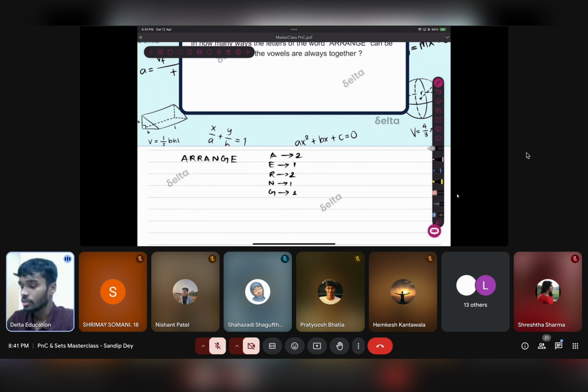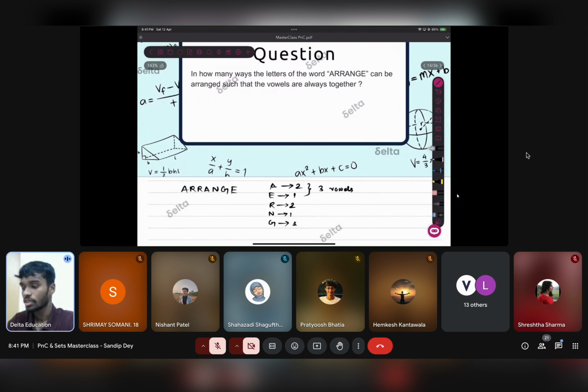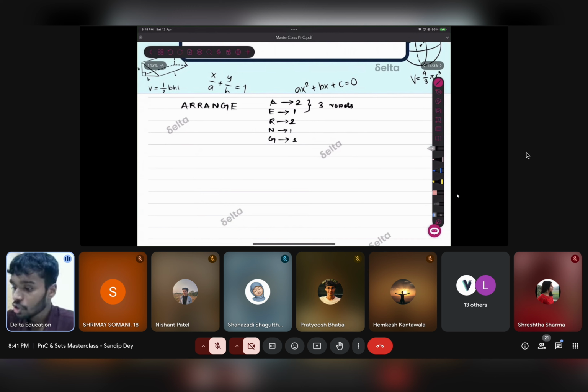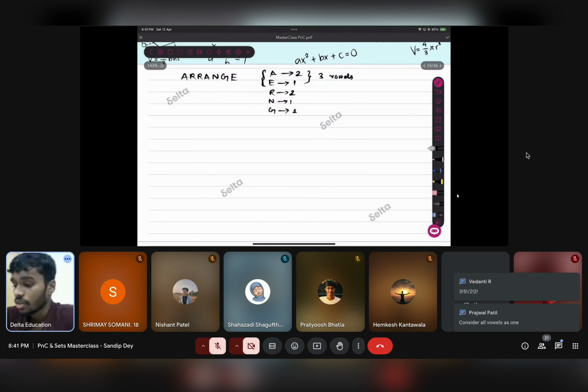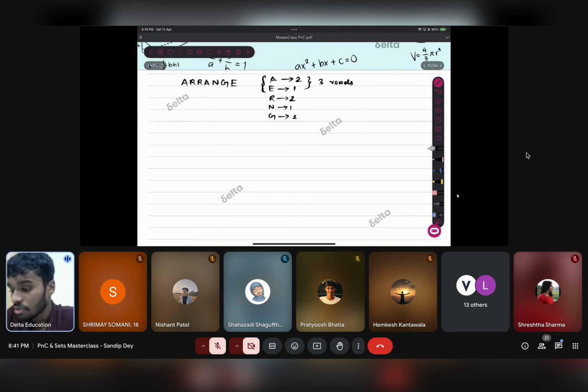Right? And among these, there are only 3 vowels. The total frequency is 3. And I want the vowels to be always together. So I am going to consider them as a total set. I cannot divide them into different positions. Consider all the vowels at once. So I am taking this as a set, and inside it, in how many ways can I arrange those vowels? We have a total of 3 vowels. So 3 factorial divided by the frequencies of each. I am going to divide it by 2 factorial because 1 factorial is 1. So that is 3 factorial by 2 factorial.